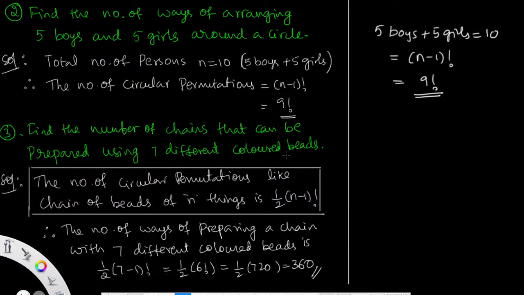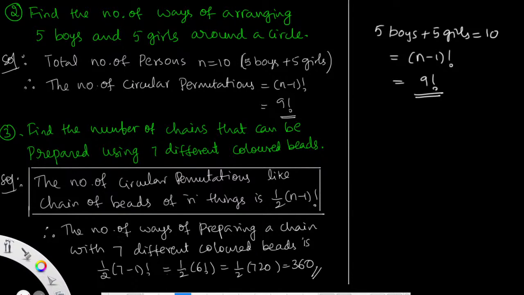For hanging types, the anticlockwise and clockwise arrangements are the same, so the total arrangements get doubled. Then we get half into (n minus 1) factorial ways. That is the formula for hanging types like chains or beads. The number of circular permutations, like a chain of beads, of n things is given by half into (n minus 1) factorial.